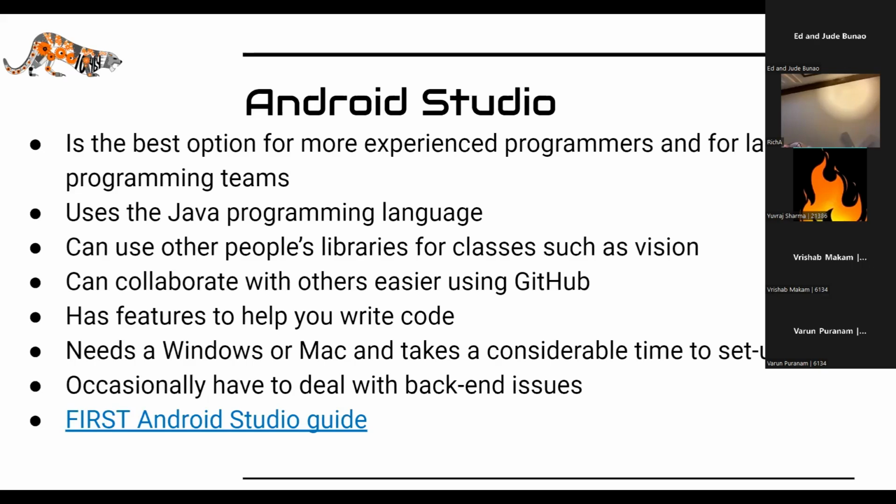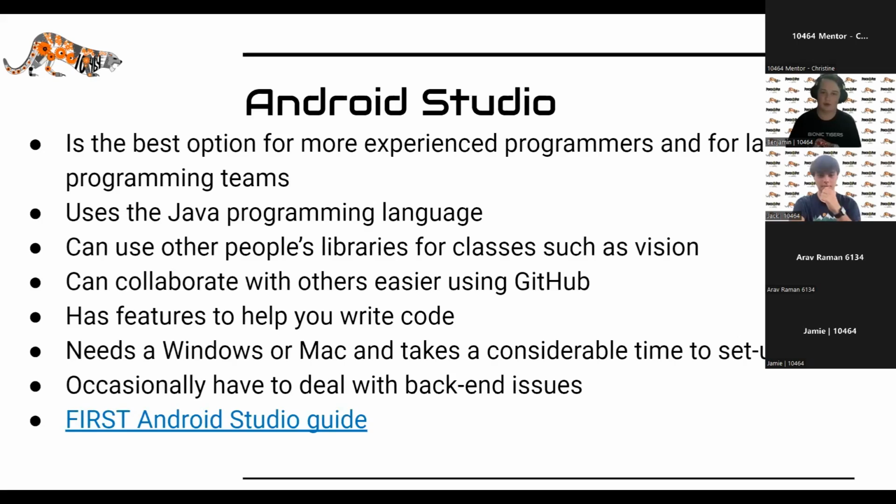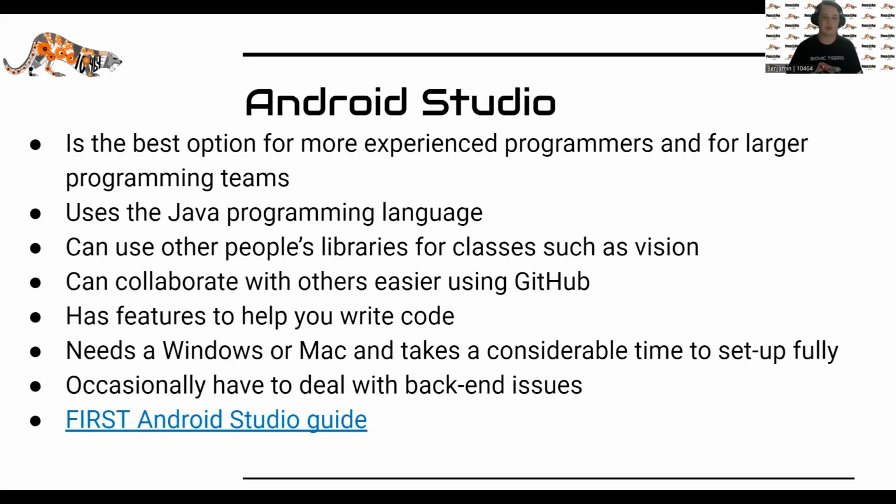Next up, we have Android Studio, which is our more traditional word-based Java programming. It's the best option for more experienced programmers and for larger programming teams. It uses the Java programming language, and you can use other people's libraries for classes, especially useful for things such as vision. And you can collaborate with others easier using GitHub, which is, long story short, a website that allows you to work together on the same code more seamlessly.